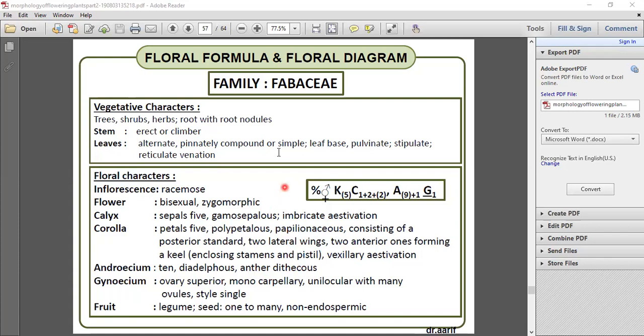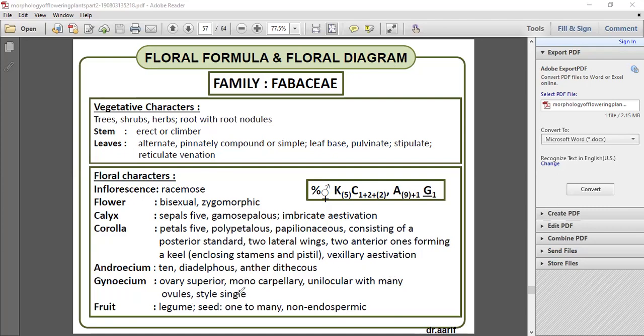Anther is diathecous. What do we mean by diathecous anther? That means in an anther lobe, two pollen sacs are there. So we call it diathecous type of anther. Now, ovary is superior monocarpellary because only one androecium is there and it has only one ovary. Unilocular with many ovules. That means only one chamber is there, but ovules are many in number.